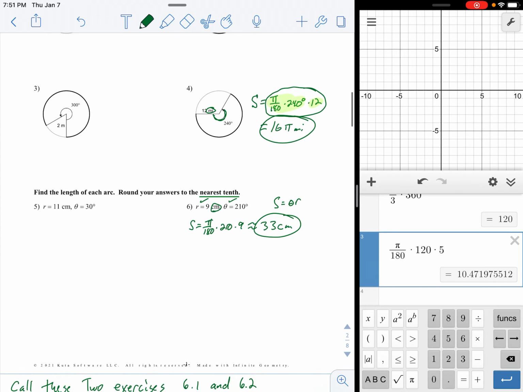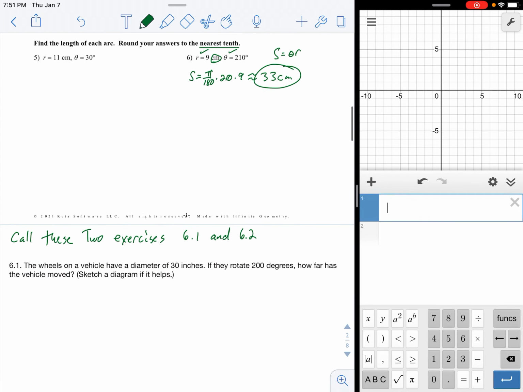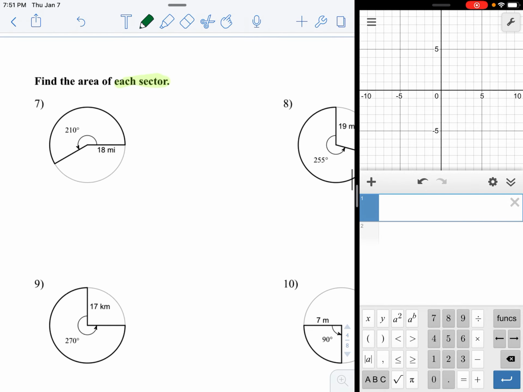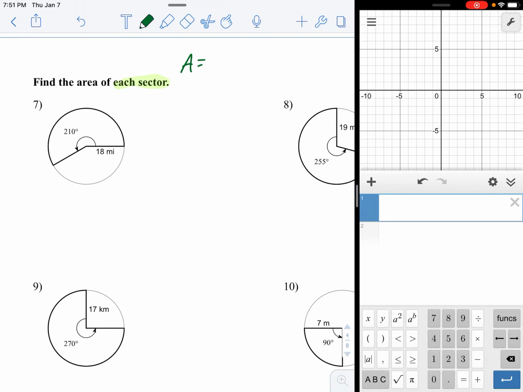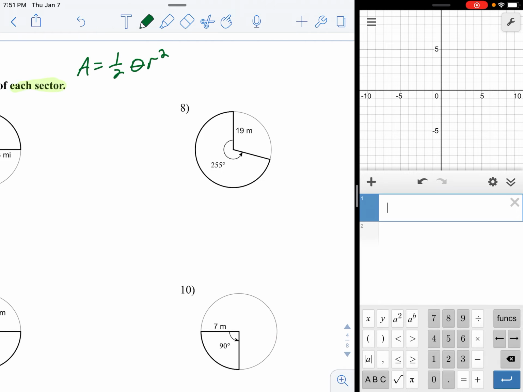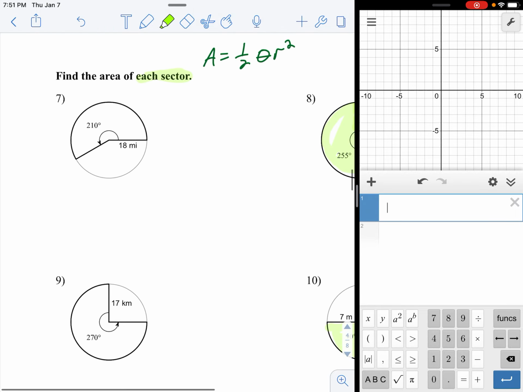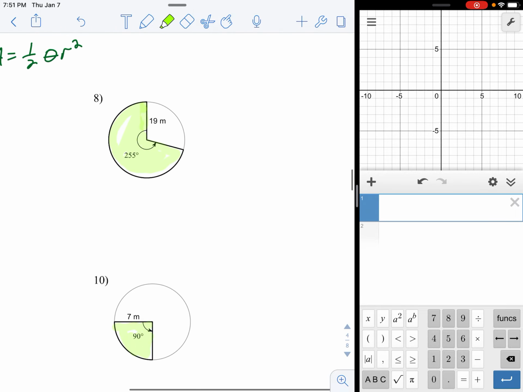Let's move along. Let me clear everything out of the calculator and get to the bottom section of the work here. Find the sector area. Now this formula, A equals 1/2 theta r squared. That's the formula for calculating this area right here, or this area right here, right? Well, yeah. Okay, so how do we do this?